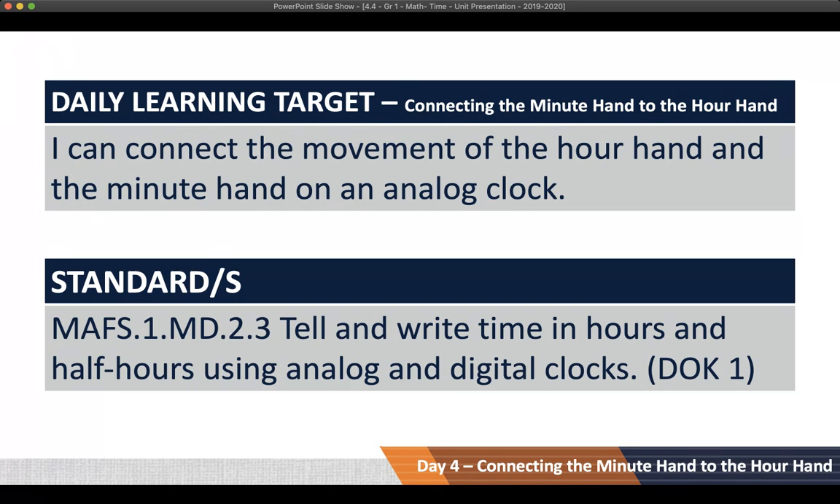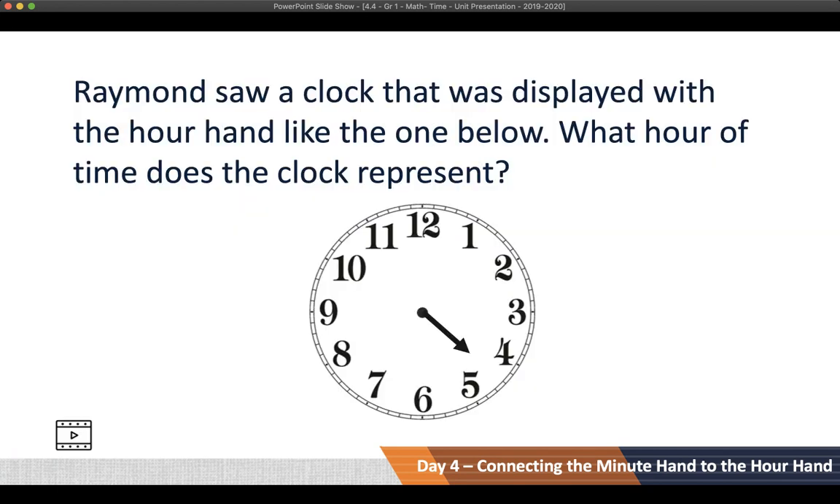Our daily learning target is connecting the minute hand to the hour hand. I can connect the movement of the hour hand and the minute hand on an analog clock. Our standard is tell and write time in hours and half hours using analog and digital clocks.